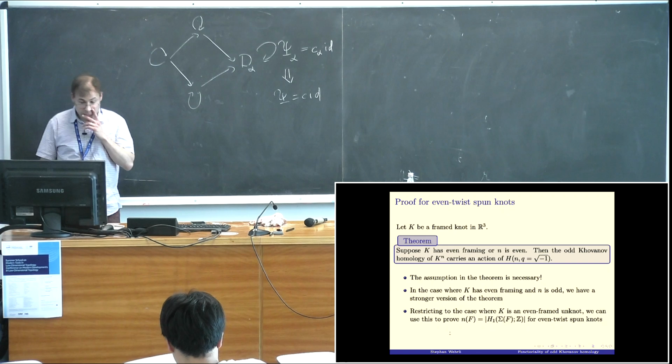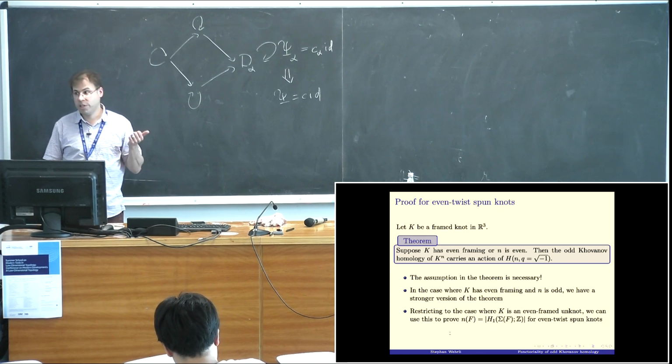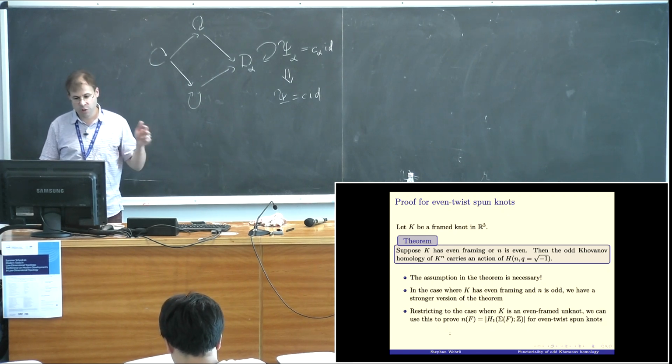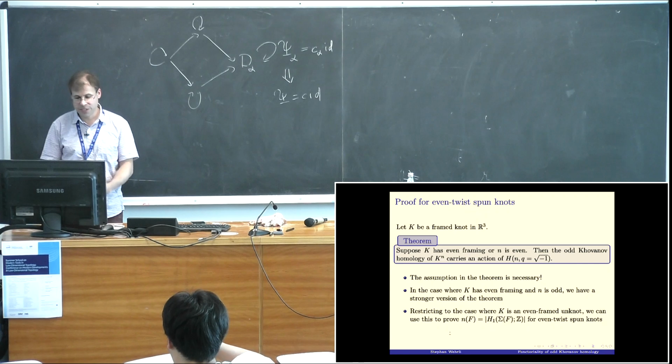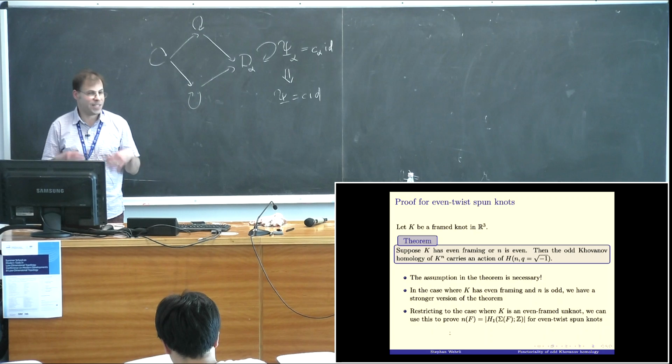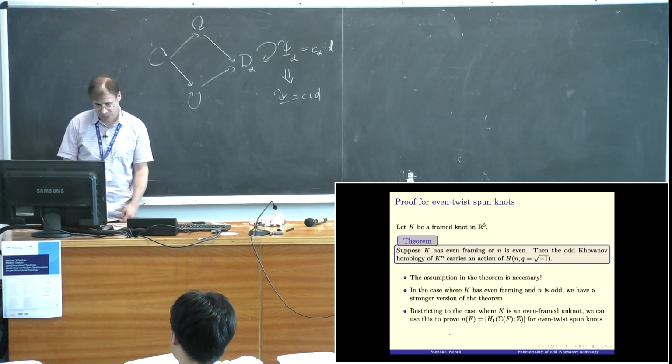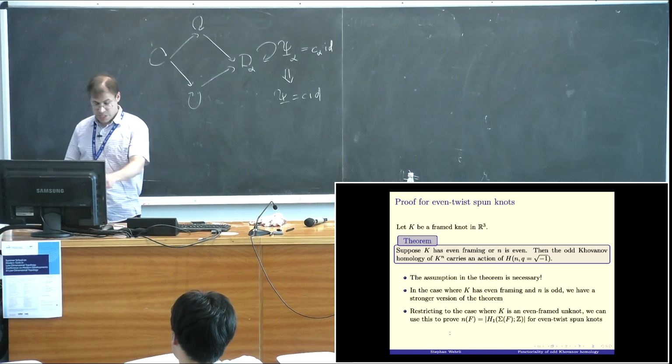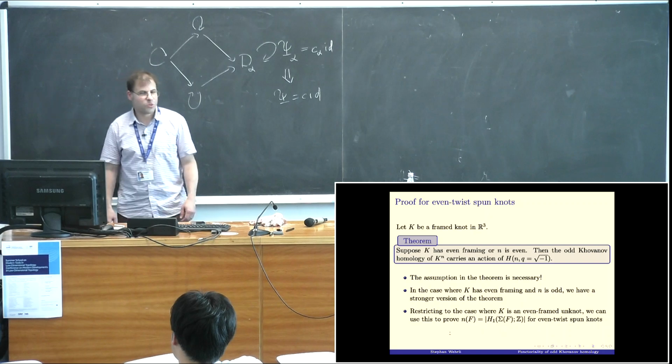And now I want to make an assumption. So I assume that either the framing of K is even or N is even or both. And in this case, we can show that the odd Khovanov homology of the N-cable carries an action of some Hecke algebra at square root of -1. This action is defined in terms of cobordism maps, but it's well defined, so we can fix the signs. It's really there.